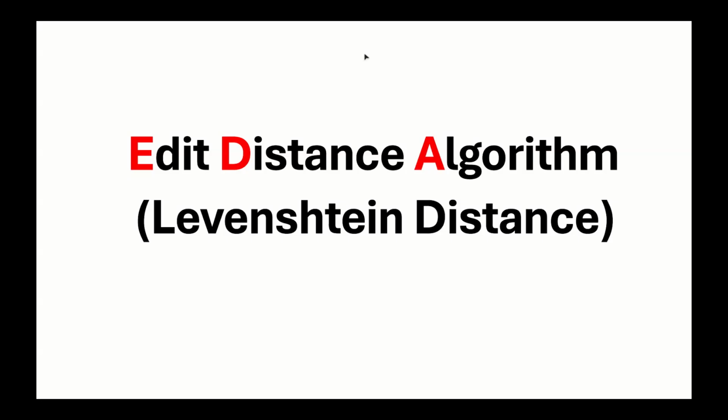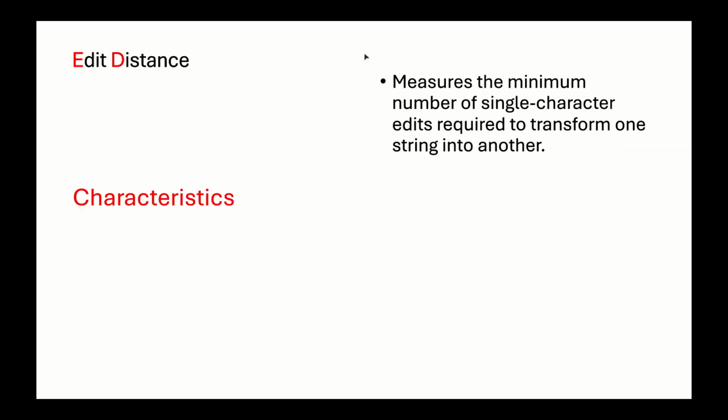Edit distance algorithm, or Levenshtein distance. The edit distance algorithm measures the minimum number of single character edits required to transform one string into another. Often it is performed with a dynamic programming approach using tabulation for efficient computation.